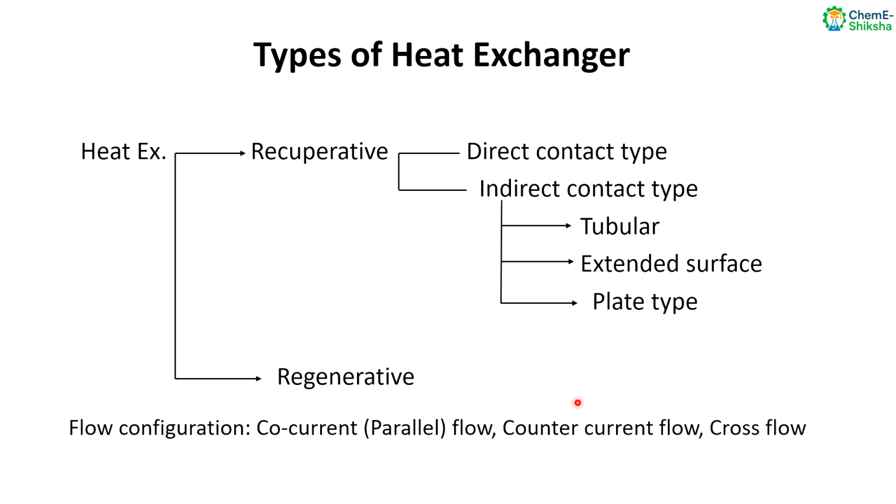Now the recuperative heat exchangers are of two types. One is the direct contact type and another one is the indirect contact type. In the direct contact type, one example is the cooling tower. In a cooling tower, the two fluids, the hot water and the cold air, are in direct contact with each other. But in the indirect contact type, there is no direct contact of the two fluids. The fluids are separated by some wall and the heat is transferred through that wall.